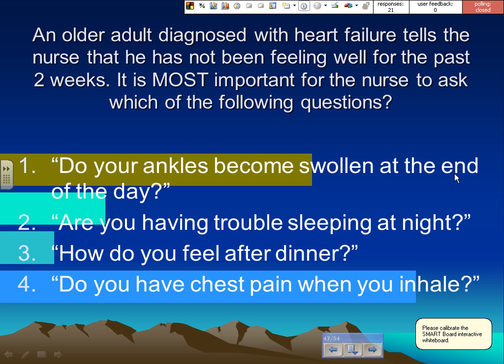Patients with chronic CHF are going to have both signs. So that's going to help you prioritize in this particular question, because it doesn't say what side of the heart is having a problem, right? So let's take 3 and 4, because I'm going to tell you right now, the answer is either 1 or 2. Okay? 3, how do you feel after dinner? Is that going to tell you anything about their condition, whether they've deteriorated, decompensated? How about chest pain when you inhale?